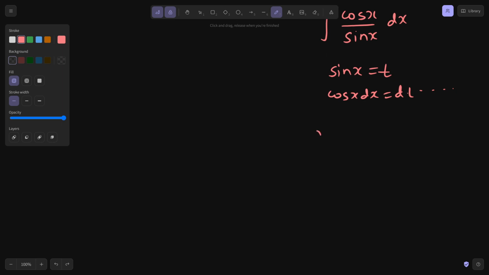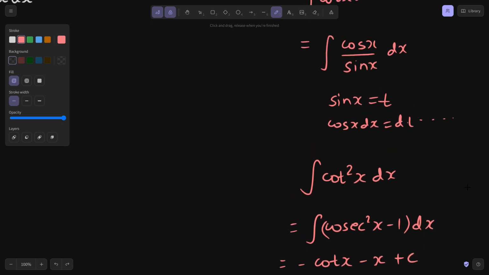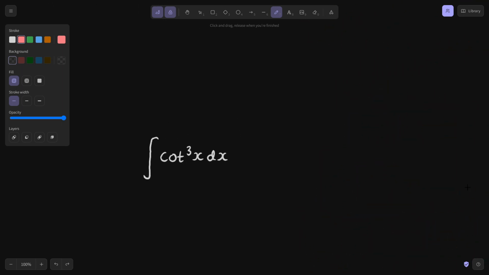When it comes to integral of cot²x, this can be written as cosecant square minus 1 with the help of identity, and you can again proceed because integral of cosecant square is minus cot x. Here you will get minus cot x minus x plus c. Now these are the lower powers. When it comes to cot³x, how can we do this?